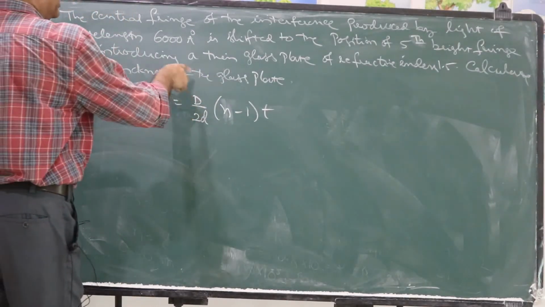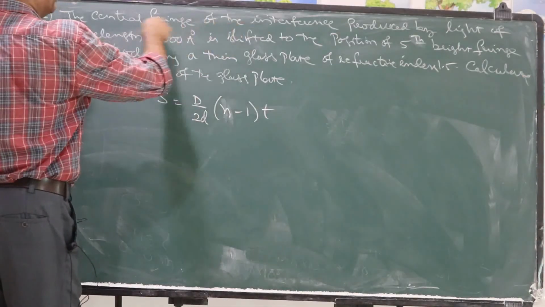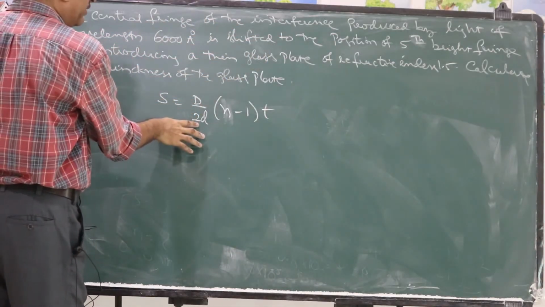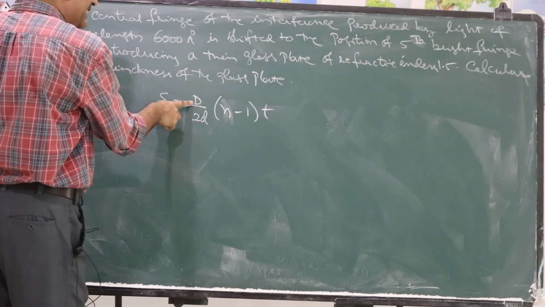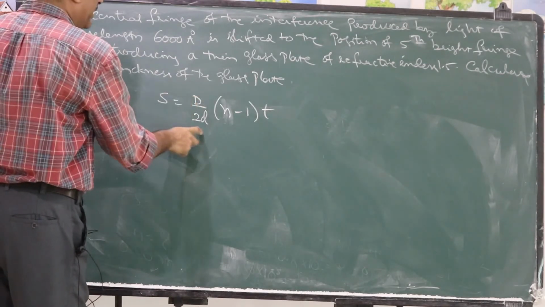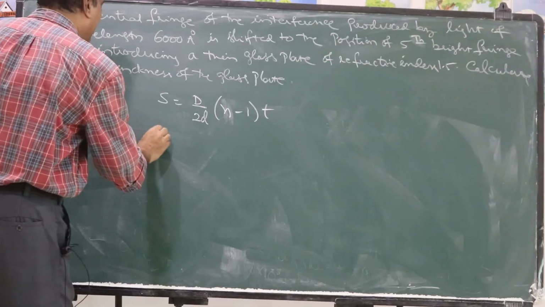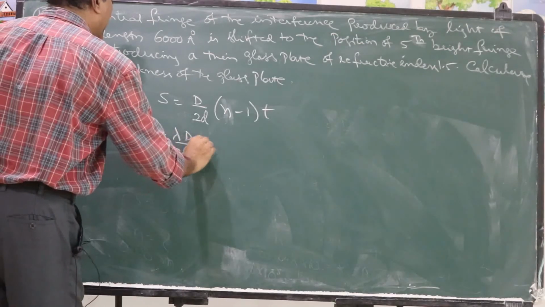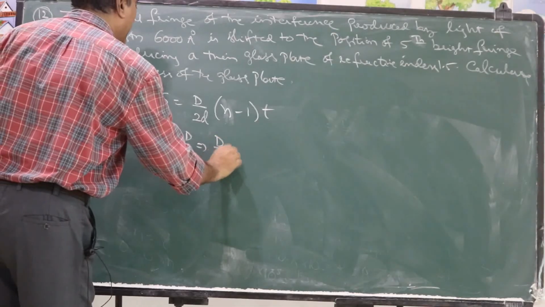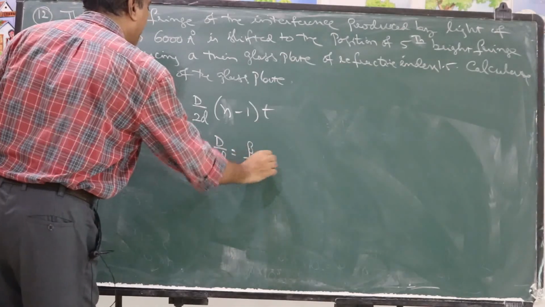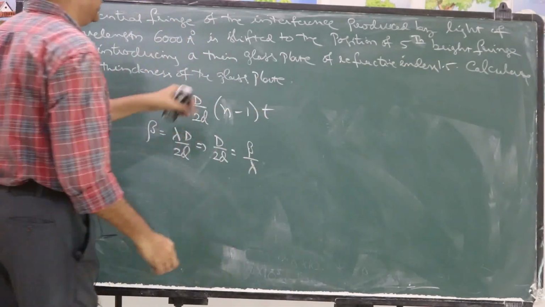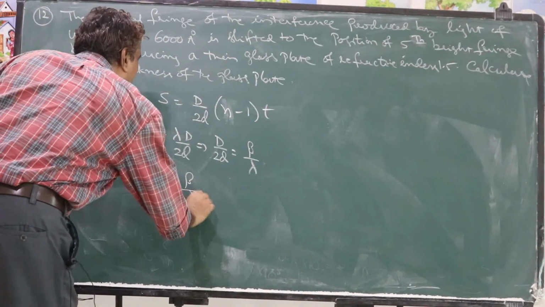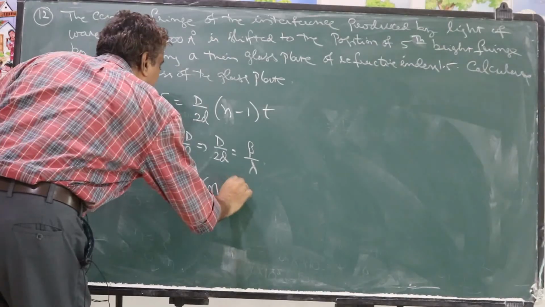Now, here in the given data, it is not given the distance between the slits and screen. So, to replace this term, we have the relation beta is equal to lambda D by 2d, which implies D by 2d can be written as beta by lambda. So, we can write this as S is equal to beta by lambda into n minus 1 into t.